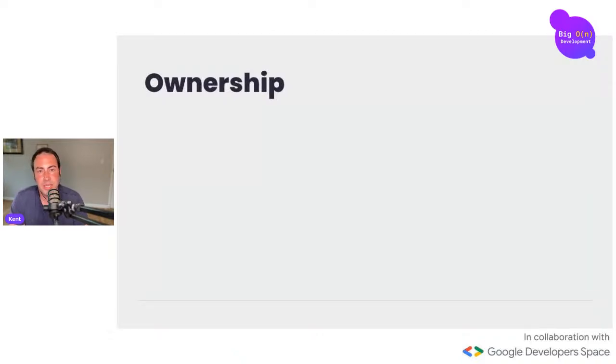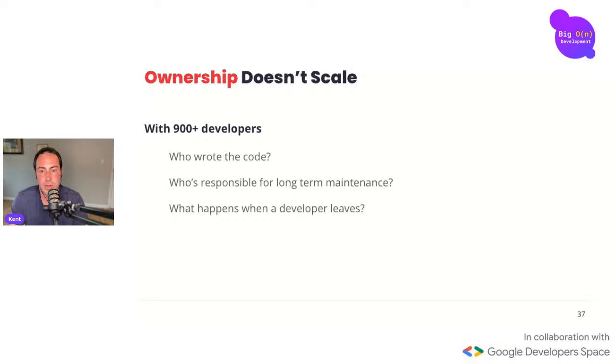And ownership. This is actually something that most people don't think about that much when an organization scales. So when you get to a lot of developers, who wrote the code, who's responsible for the long-term maintenance, what happens when the developer leaves? When we started, you'd go back to the Git history and see who wrote it. Well, what happens if that person left the company? What do you do next?